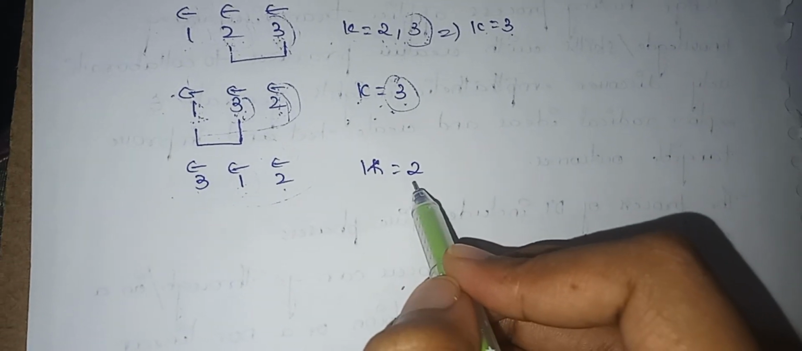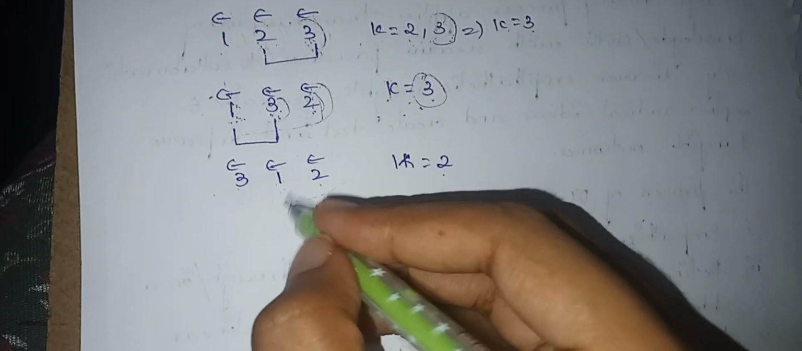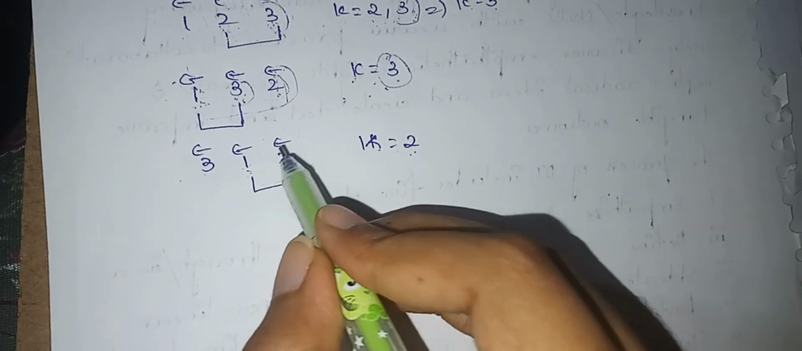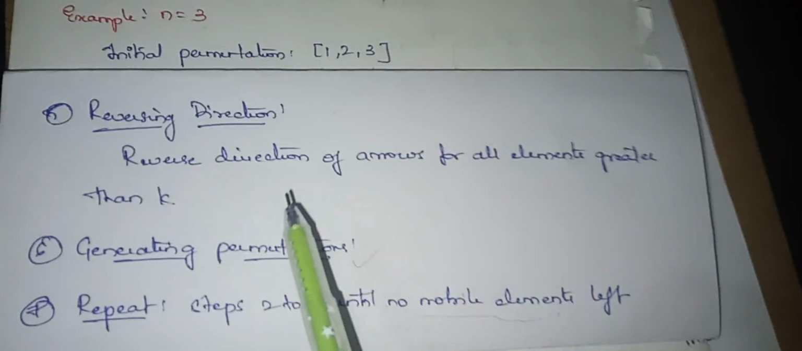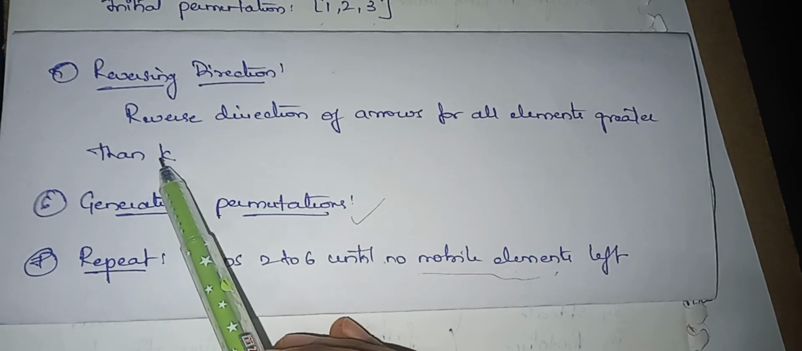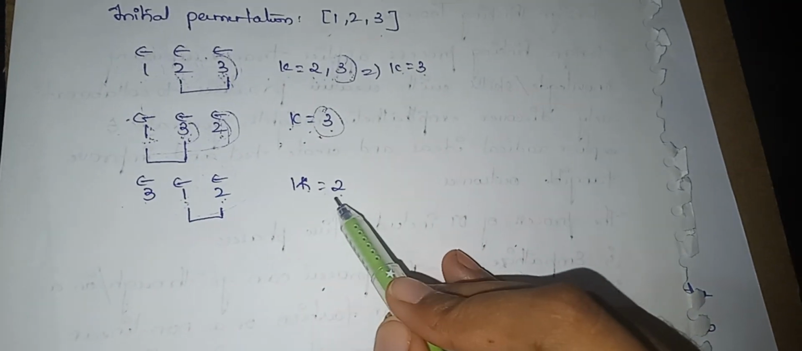So now k equals 2. So this is the fourth step. Obviously you have to swap this. Since the mobile element is 2, you have to swap that mobile element with its adjacent element. Also, there is one condition we have discussed earlier in the algorithm, that is, you have to reverse the direction of arrows for all the elements greater than k. So currently what is k? K equals 2.